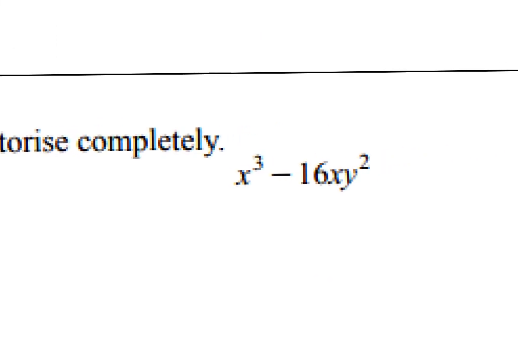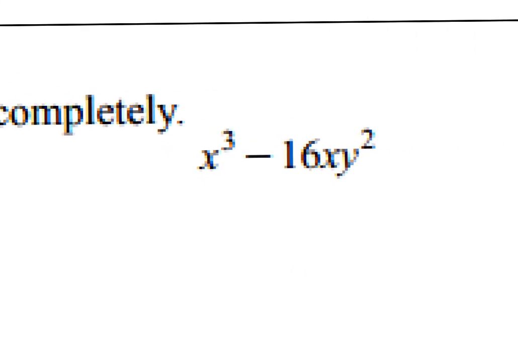Next, x power 3 minus 16xy squared. First, check the common factor. Do we have a common factor? The x is common: x power 3 and x power 1, so x is common. So x bracket: x times what equals x power 3? x times x squared. Minus x times what equals 16xy squared? If you divide, x cancels, so 16y squared. Now this is a difference between two squares.